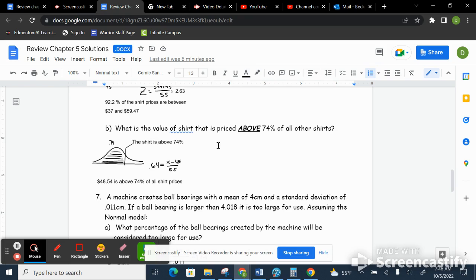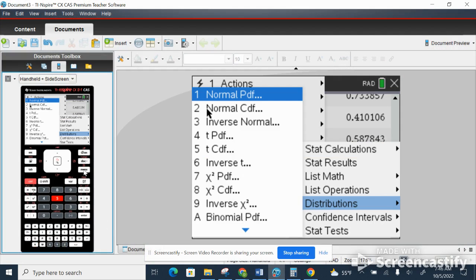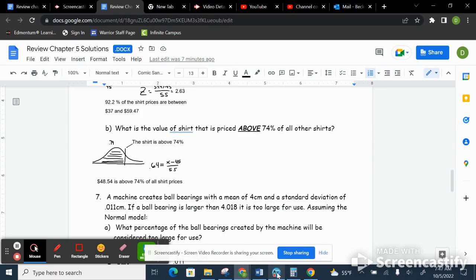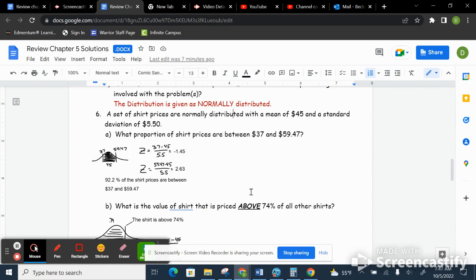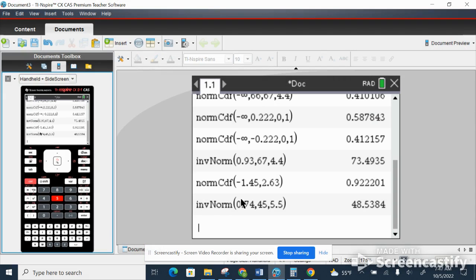So for part B, what is the value of the shirt that's priced above 74% of the other shirts? Well, when I draw the line, that's above 74%. So it's given me the area to the left. Okay, so I understand that. I go menu 6, 5, 3. I do the inverse norm, and I'm going to put in the 74. I have to put the mean and the standard deviation of the shirts in, and the mean and the standard deviation were 45 and 5.5. Sorry, I had to go back and look at it. And I get the answer 48.53.